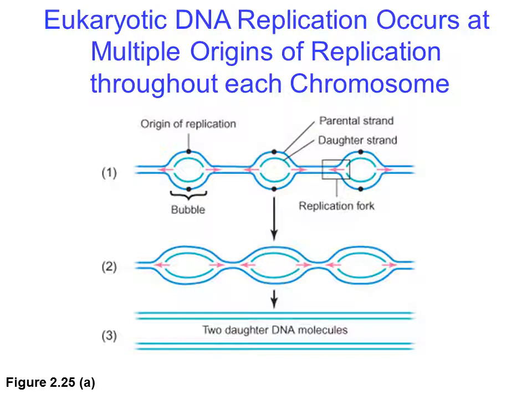For eukaryotic DNA, this is not the case. We have much more DNA and we also have chromosomes, so it becomes somewhat complicated. We have multiple origins of replication, and what you can see is we can have multiple replication bubbles where DNA replication is occurring simultaneously, such that eventually these replication bubbles will bump into one another until we have a completely duplicated chromosome.